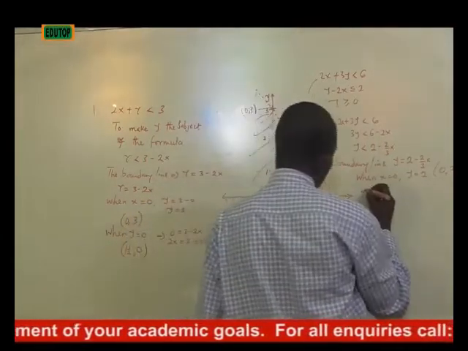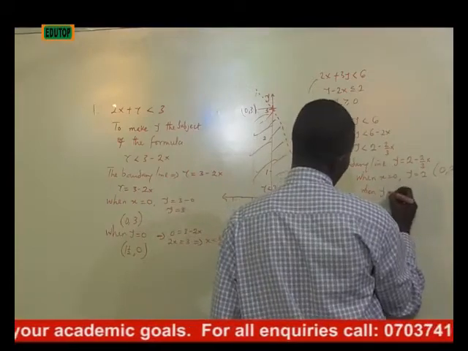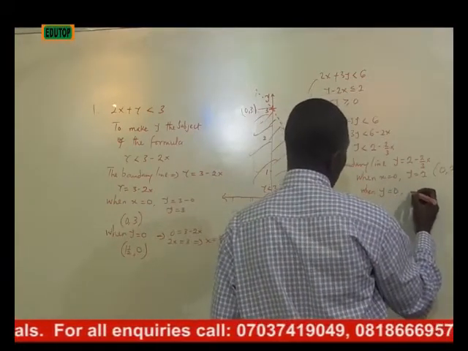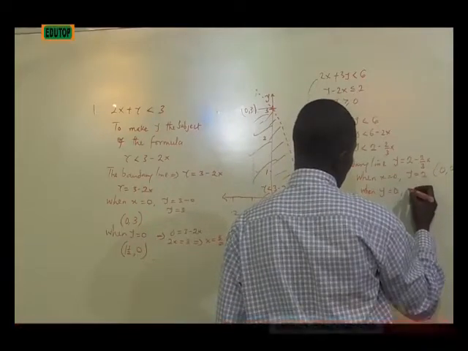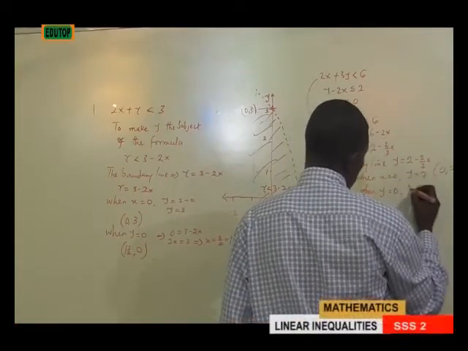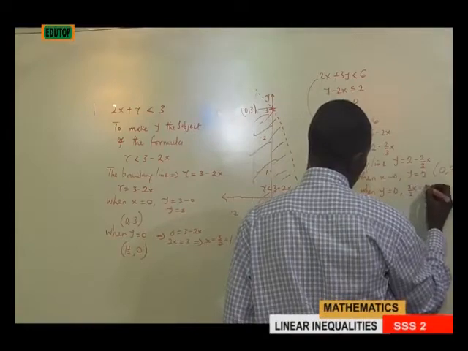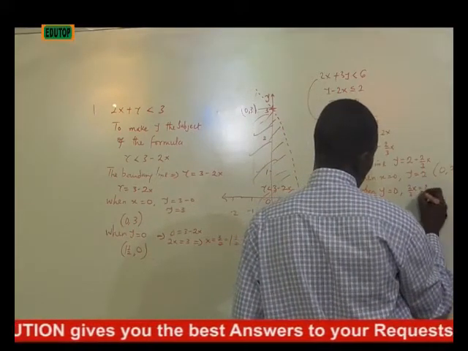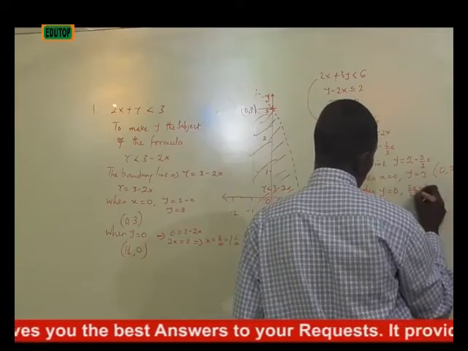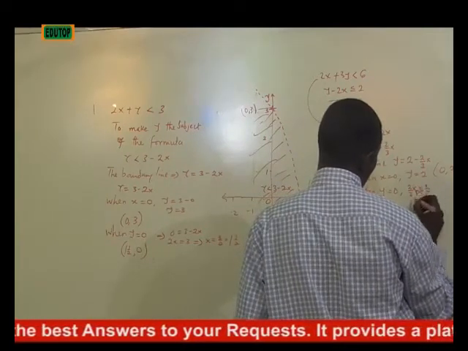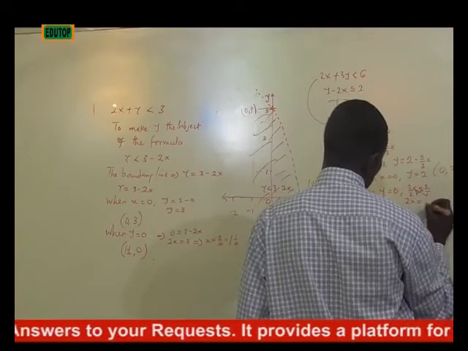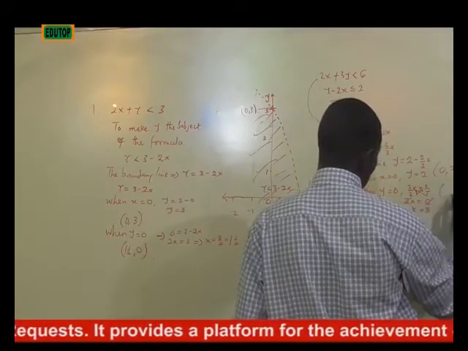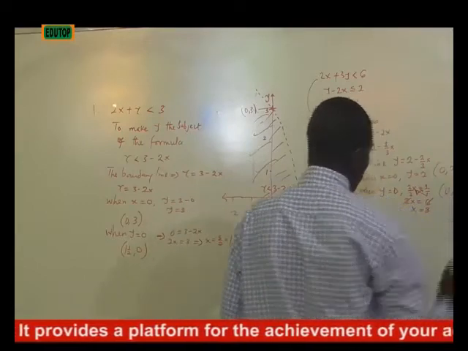Then when y is equal to 0, 2 over 3x equals 2. Then we cross multiply, we have 2x equals 6. Then our x will definitely be 3. So this one is 3, 0. That's the second coordinate.